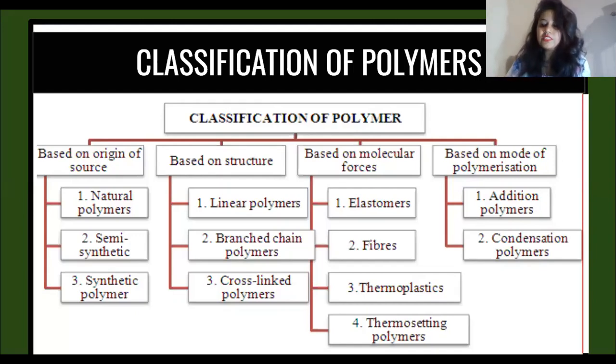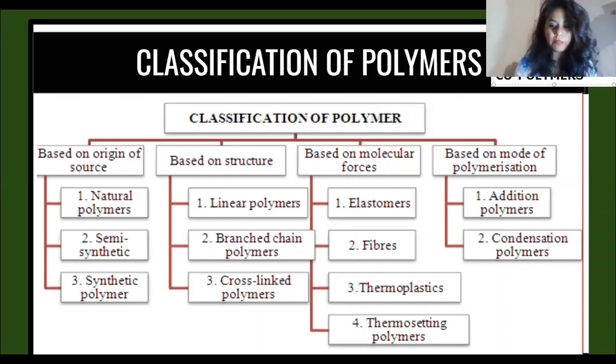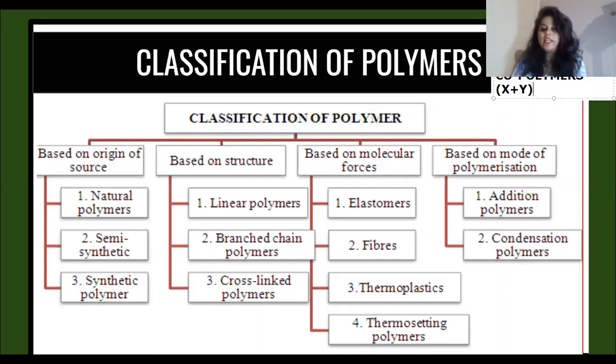When two same type of monomeric units are combined with one another, they will result in homopolymers. For example, if X is combining with another X, they are resulting in homopolymers. And if X is combining with Y, they are resulting in the formation of a copolymer. Now I know what is called addition polymers.